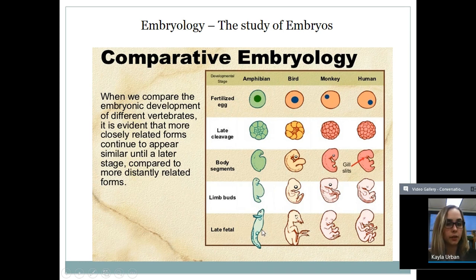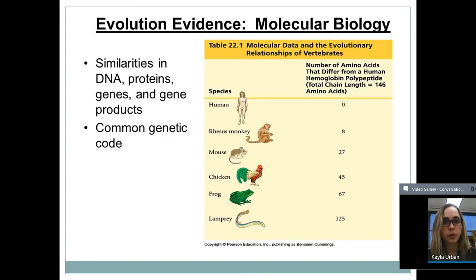And then late fetal, this is closer to when they are going to be born or hatch. And the amphibian looks very different. The bird has developed its wings and its beak, and so it looks very different also. The monkey here has its tail still, where a human does not. We do have a tail in embryo, but it resorbs. This is embryology.